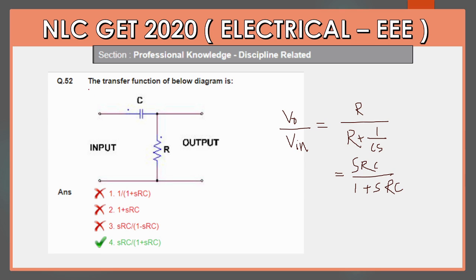Next question saying the transfer function of below diagram is. Transfer function is nothing but the output Laplace by input Laplace. V out (s) by V in (s) equal to R by (R plus 1 by Cs). So the answer will be the fourth option.